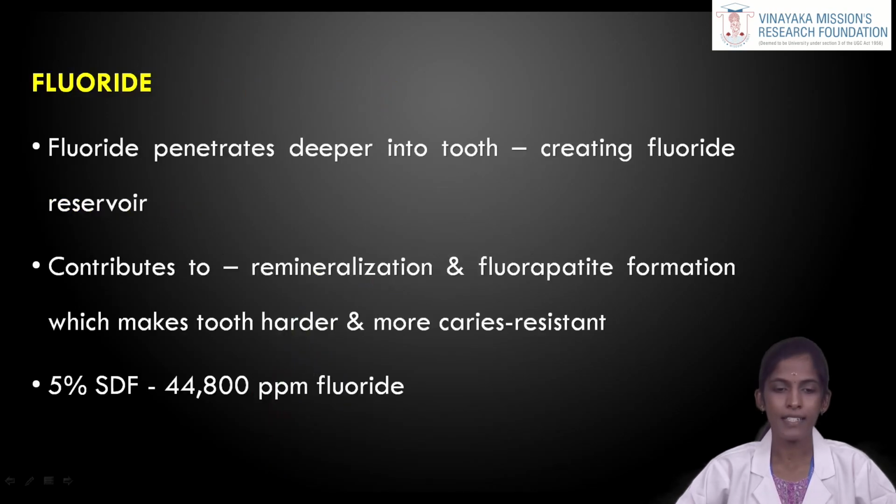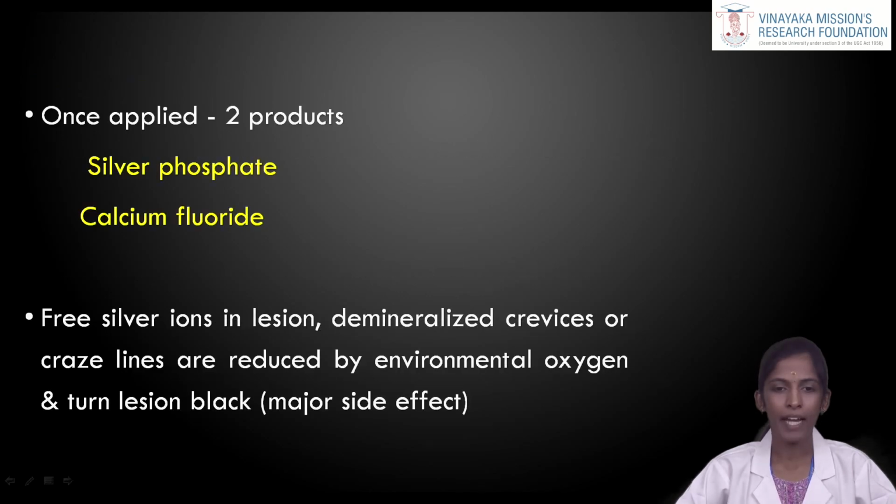The fluoride present in SDF penetrates deeper into the tooth, creating a fluoride reservoir, which contributes to remineralization and fluorapatite formation, which makes the tooth harder and more caries resistant. The 5% SDF comprises about 44,800 ppm of fluoride. Once applied, SDF leads to the formation of two products: silver phosphate and calcium fluoride. Free silver ions in the lesion's demineralized crevices or trace lines are reduced by environmental oxygen and turn the lesion black, which is the most common major side effect of SDF application.